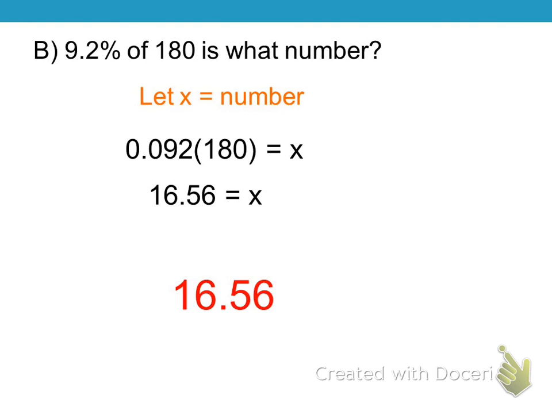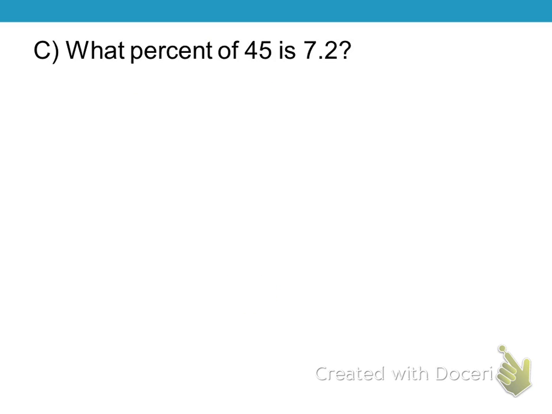Really? You guessed 17? That was really close, but we're not going to round to the nearest whole number. Keep two decimal places. I'm impressed. Okay, what percent of 45 is 7.2? 45x equals 7.2.